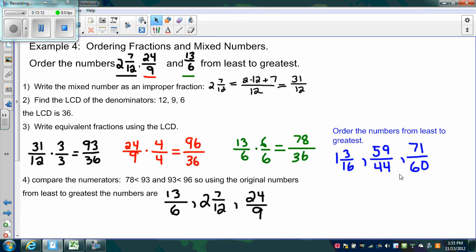So I'd like you to do, this is it for tonight, but I want you to try to order the numbers from least to greatest here in this example. So follow the steps we did here and work it out on your own and bring it with you to class tomorrow.